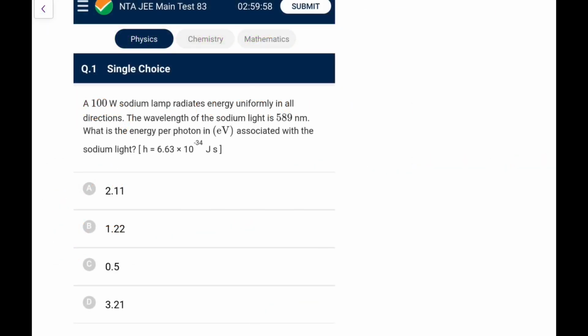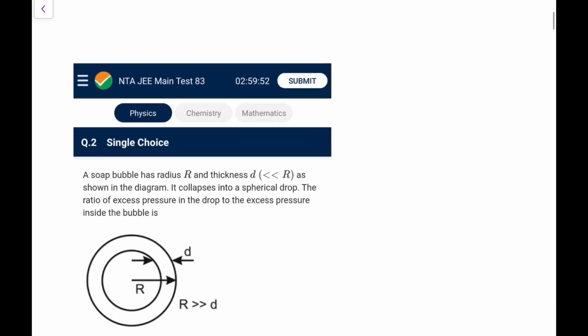Now the first one: a 100-watt sodium lamp radiates energy uniformly in all directions. The wavelength of the sodium light is 589 nm. What is the energy per photon in eV? Energy per photon you can directly say is hc by lambda, which is 1240 eV nanometer divided by 589 nanometer. So it is 1240 upon 589, that would be 2 point something. As per the options it would be 2.11 eV. You can directly go for it. So the first was an easy one.